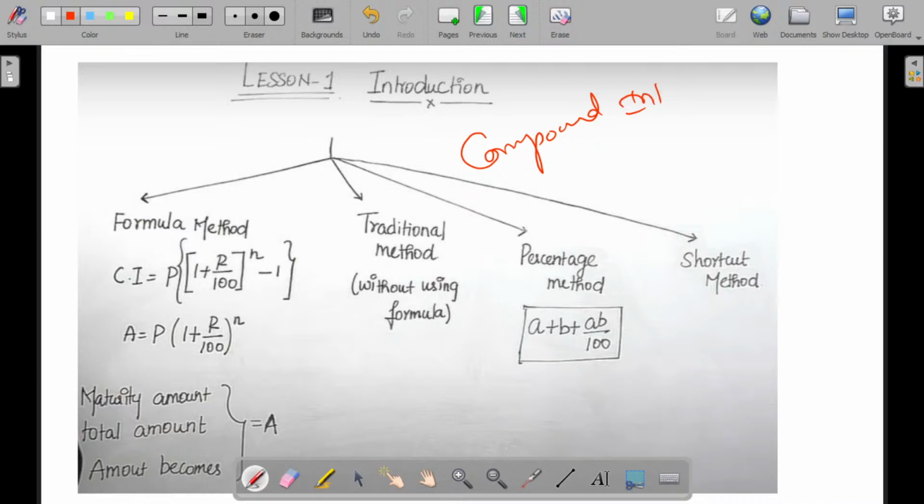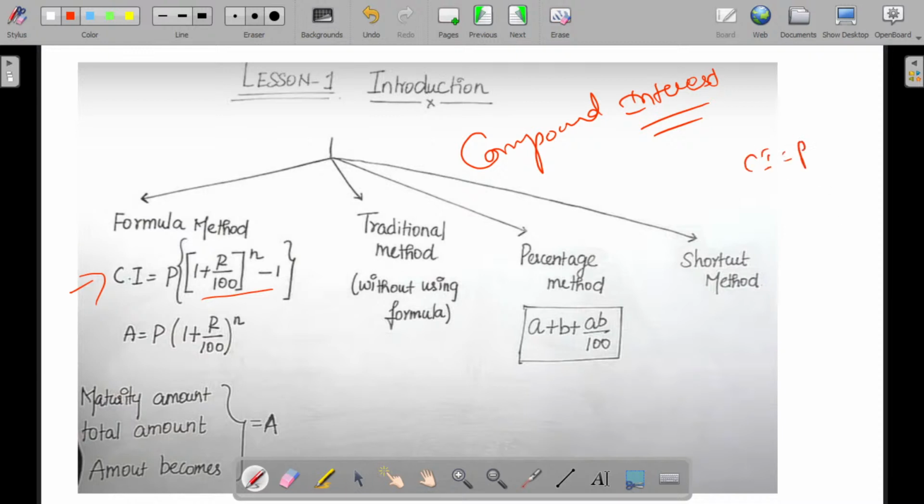Compound interest. Okay, so in compound interest, there are two very important main formulas. So what is that? P into 1 plus R by 100 raised to n minus 1.